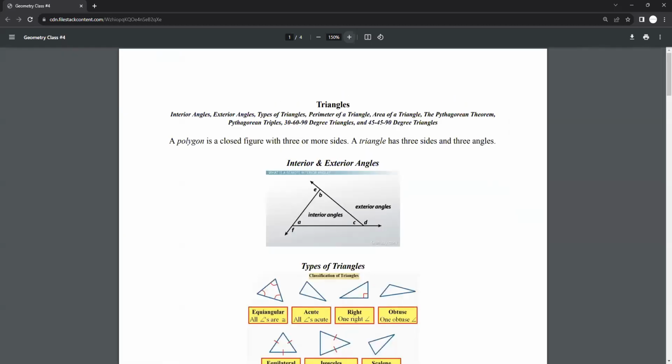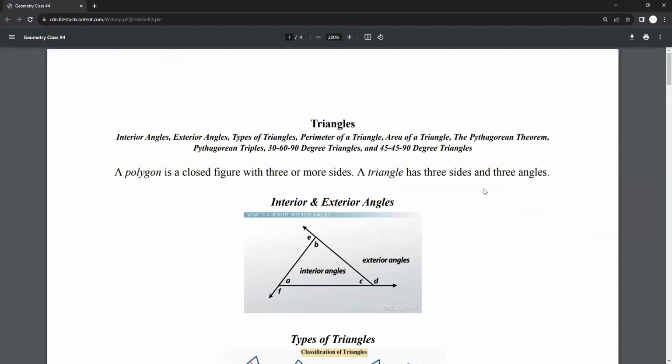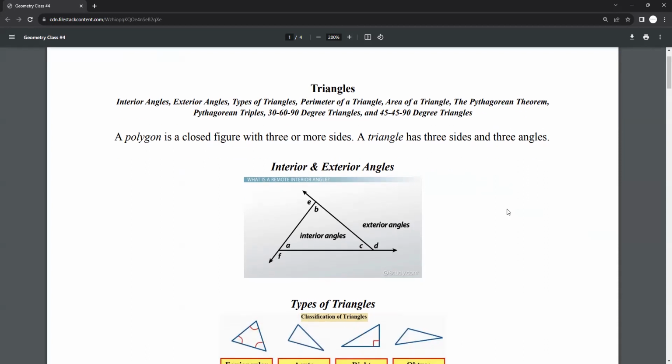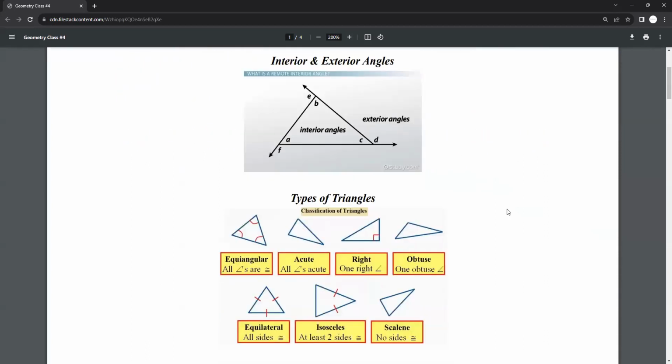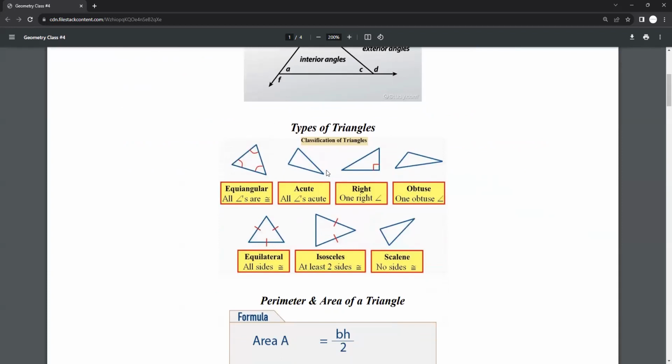All right, so this week we are learning about triangles. A triangle is a type of polygon because it has three sides. It's a closed figure. Triangles have three sides. There's different types of triangles. A triangle's interior angle sum always equals 180.